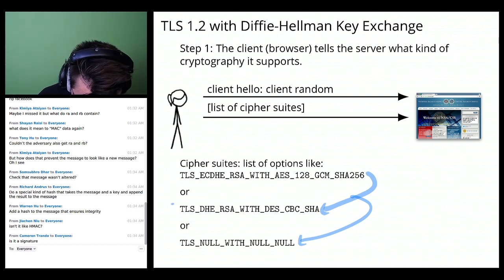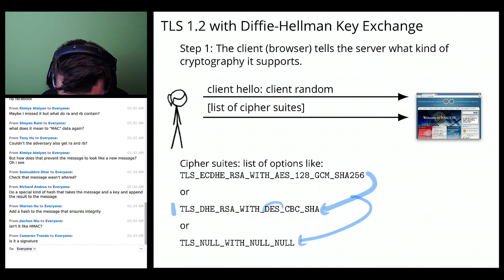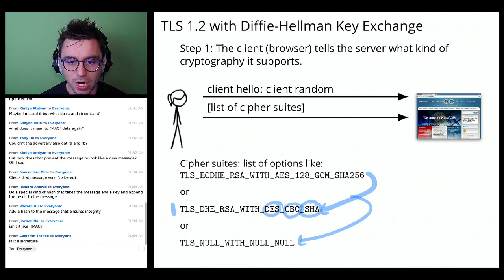So this version here is Diffie-Hellman. So it's not elliptic curve, it's just a classical Diffie-Hellman exchange. We're going to have RSA. We're going to use DES instead of AES. We're going to use CBC mode, and we're going to use SHA-1.